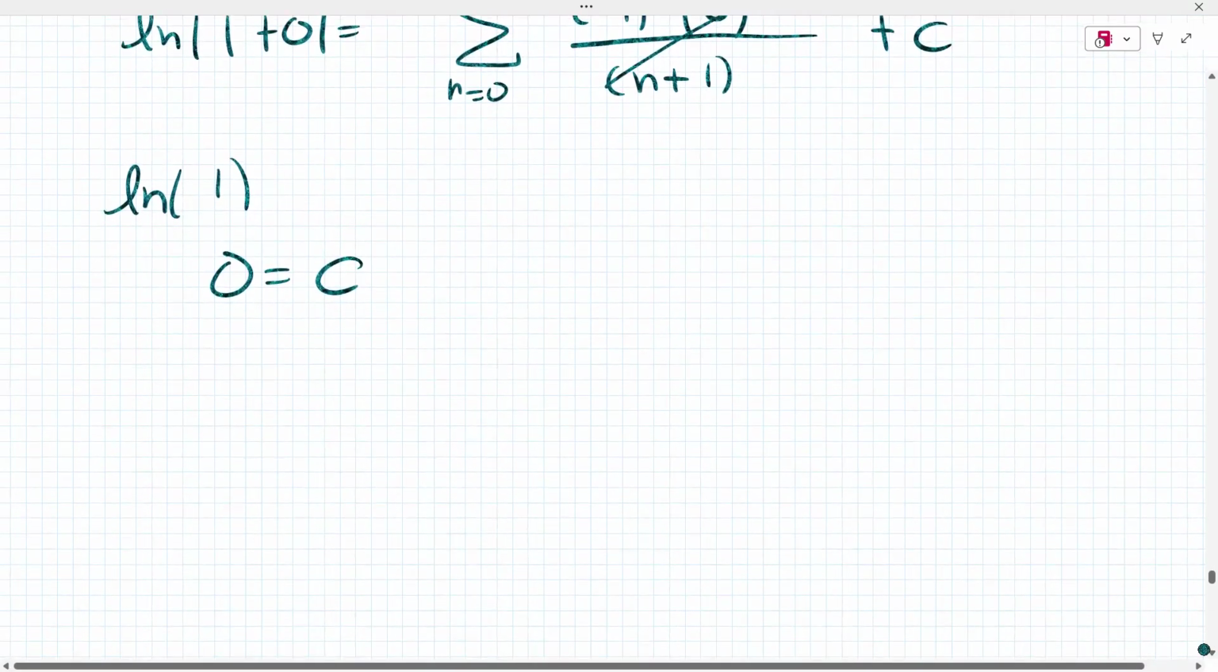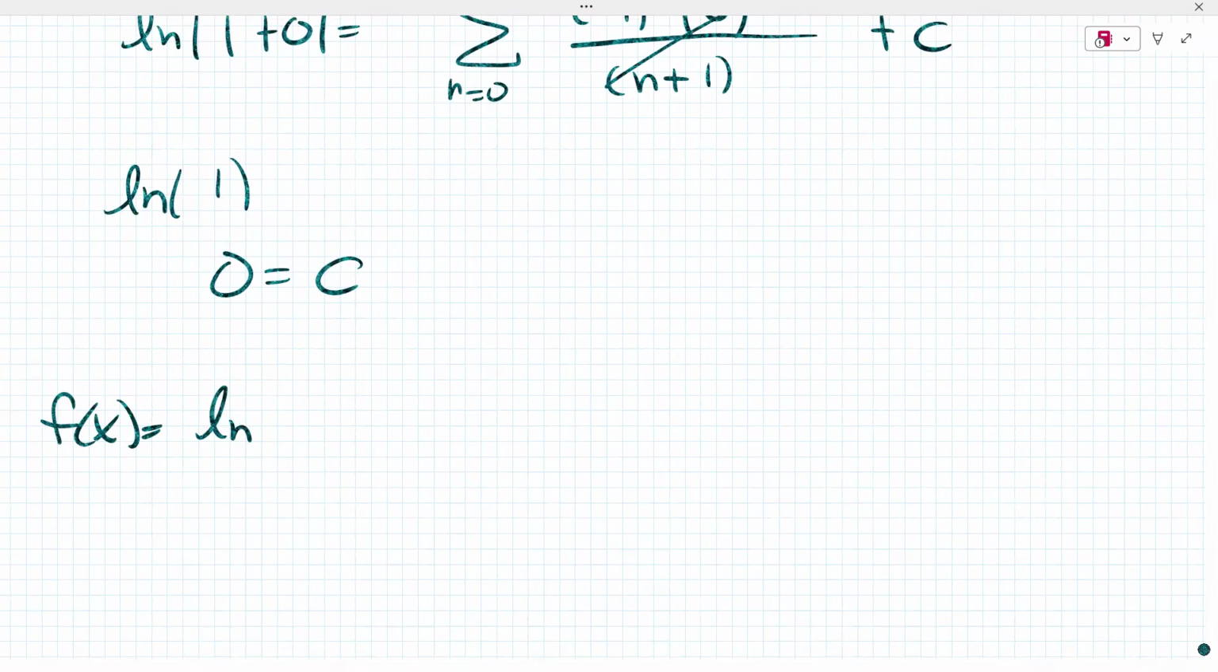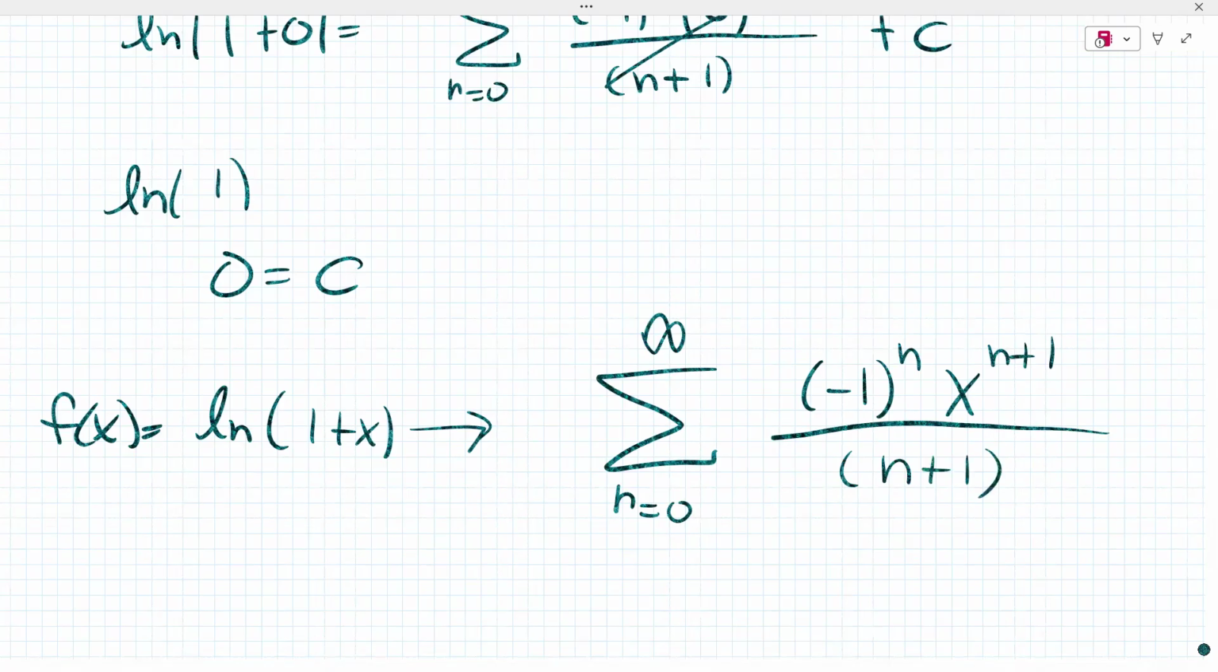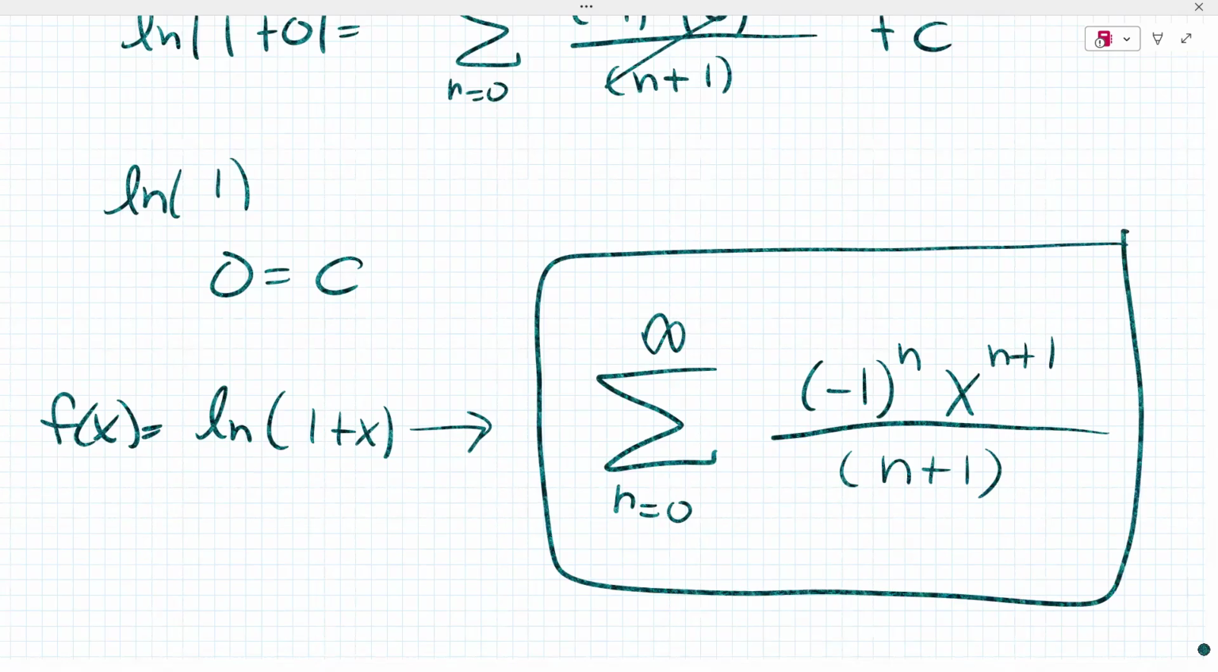So your final answer is going to be f of x equals ln of 1 plus x is equal to the summation from 0 to infinity of (-1)^n times x to the n plus 1, all over n plus 1. Okay, let's do 2 more examples and then we are done.